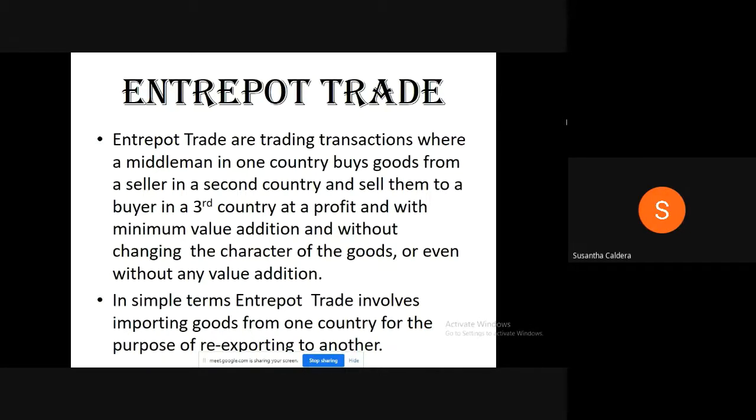he adds some value. That is, he gets some packing material and prepares cardboard packs. Packs it inside the boxes. That's it. He did a small value addition. And then he exports to the German buyer.